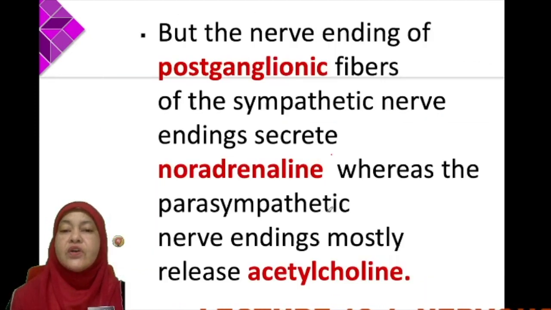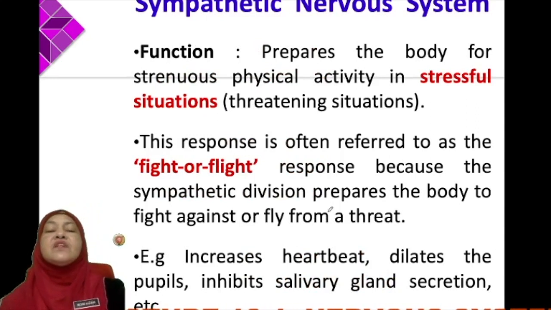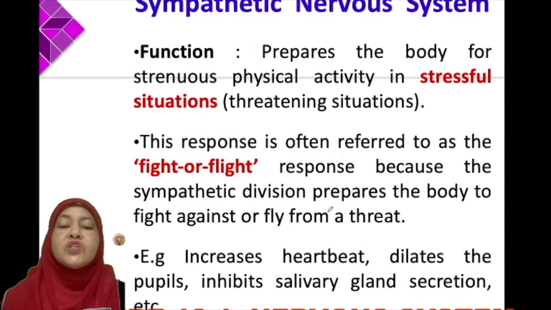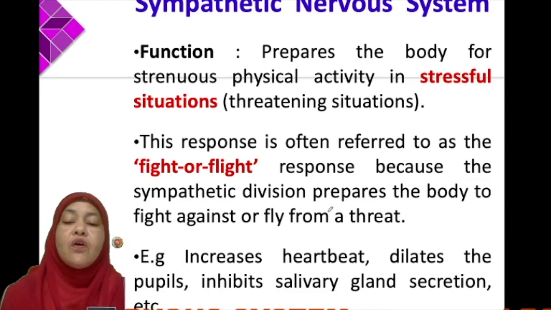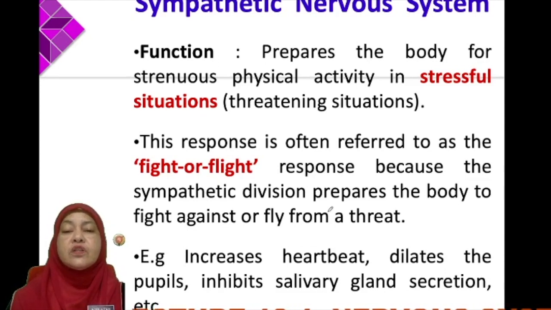Acetylcholine. Right? Okay. So basically, what is the function of the sympathetic nervous system? When the teacher mentioned increased heartbeat, inhibiting our salivary gland secretion, or dilating our pupils, these are all under the concept of the sympathetic nervous system. Actually, the sympathetic nervous system prepares our body for strenuous physical activity under a stressful situation, or what we can say is a threatening situation.